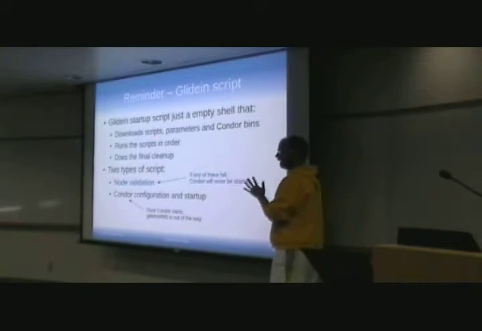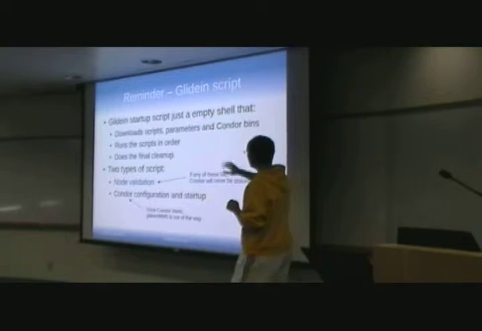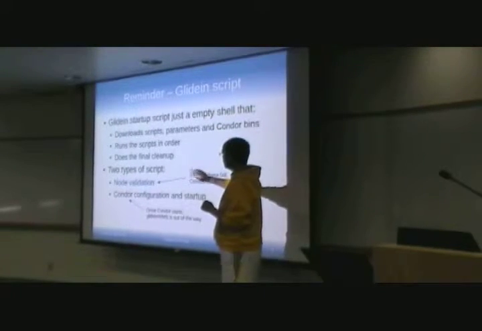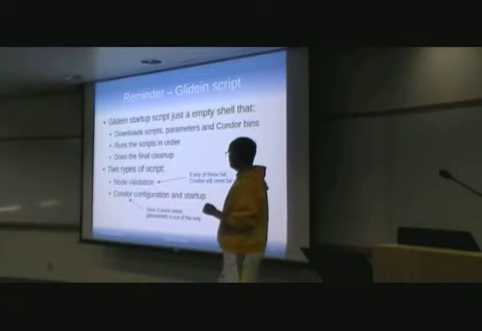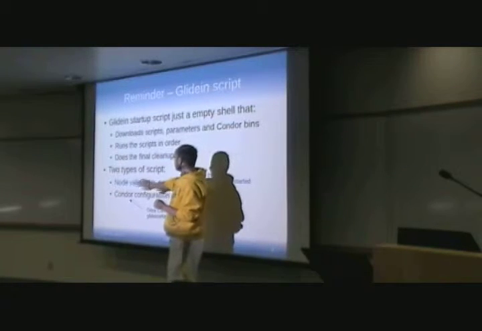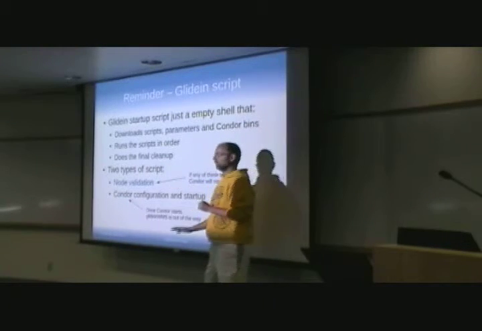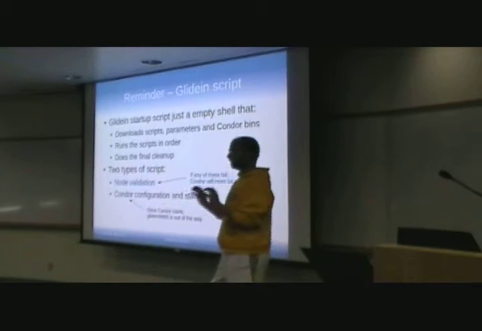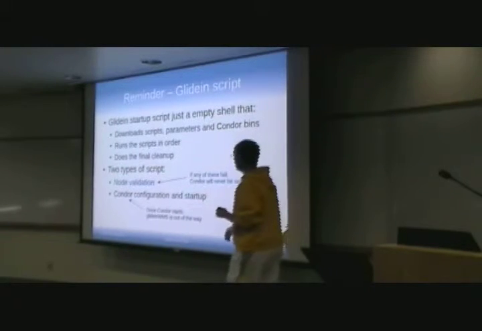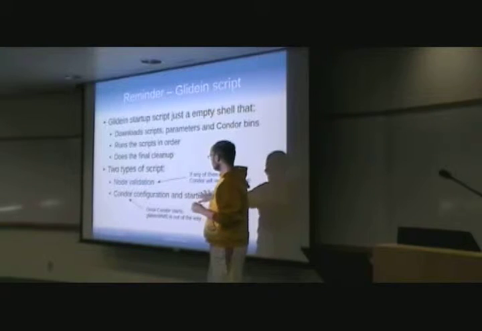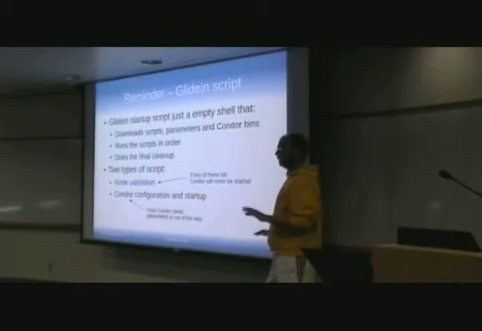A reminder of what the glidein startup does, which is the thing that actually starts up the glidein. We will download the scripts, parameters, and the binaries, run the scripts in order, and do a final cleanup. And there will be two types of scripts that will be run. There is a bunch of scripts that do node validation, and if any of those fails, Condor will not be started. It will stop there, Condor is not started, jobs are never started, game over. And then there are some scripts that do the configuration and startup, and once Condor starts, glideinWMS is out of the way. It's all Condor land from that point on.